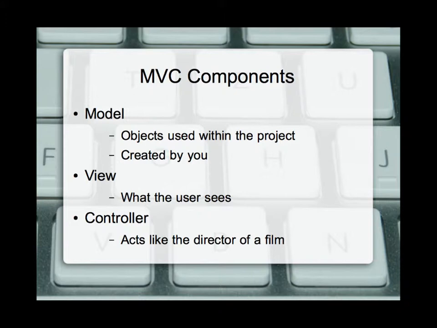So we want to look at the components that are involved with MVC. Again, we have those three major components: model, view, and controller. The model is where we put the objects that we create for the project itself. For example, if we're doing a project about spaceships, we'd have our different spaceship objects in our model package. These are all the things that are created by you.